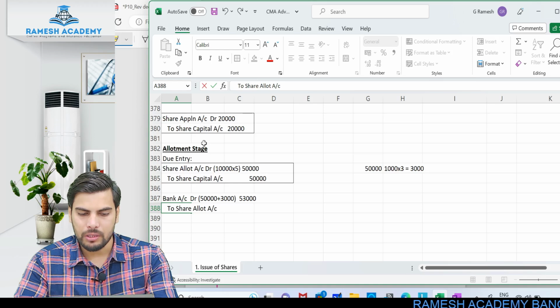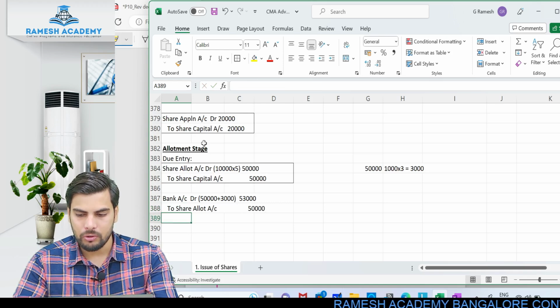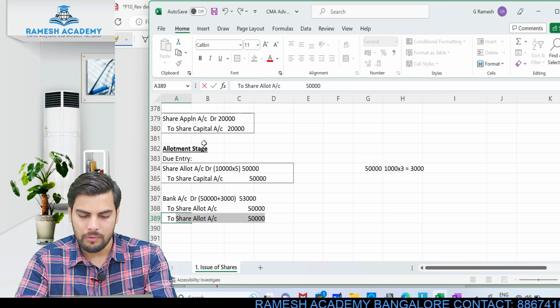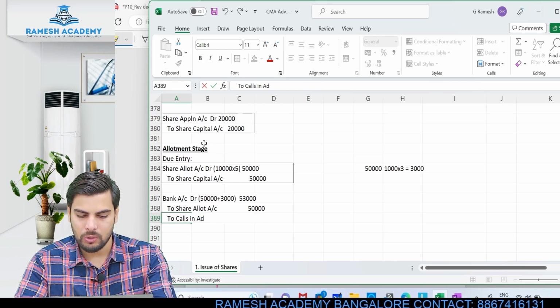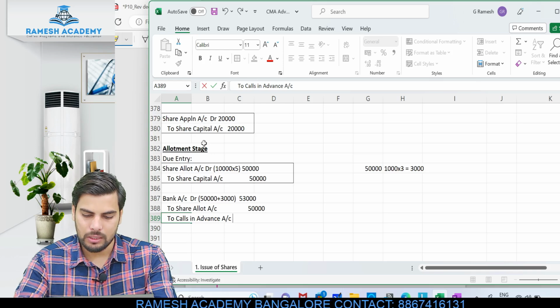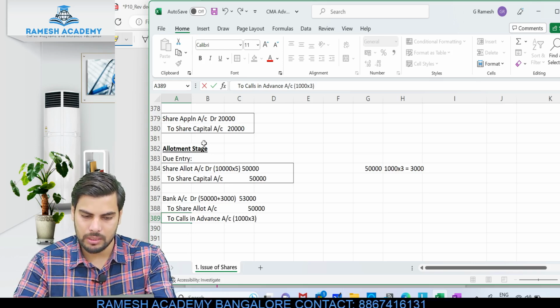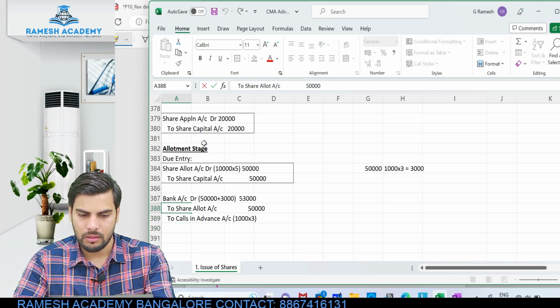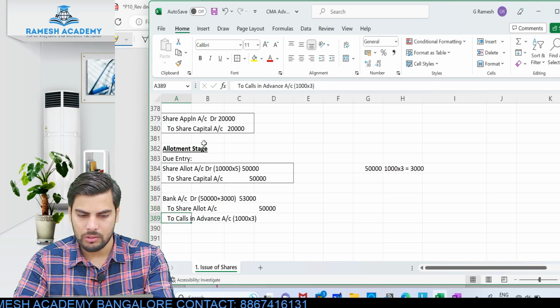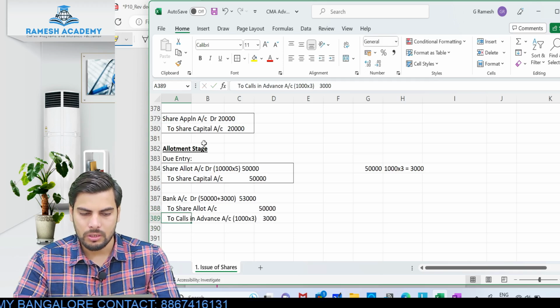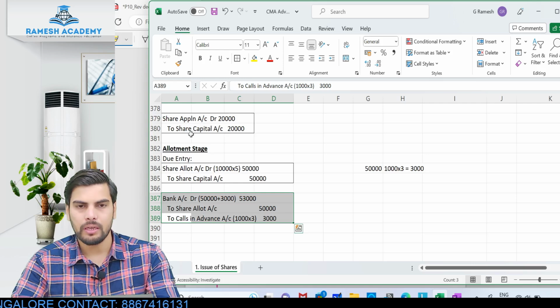So out of this 53,000, how much is the amount which belongs to allotment stage? 50,000 rupees is the amount which belongs to allotment stage, and then the remaining will be treated as what? The remaining will be treated as calls in advance. So how much is calls in advance? This would be to the extent of that 1,000 shares, which is held by Mr. A. So 1,000 into 3, which is 3,000. This is how the journal entry has to be passed pertaining to calls in arrears and calls in advance.